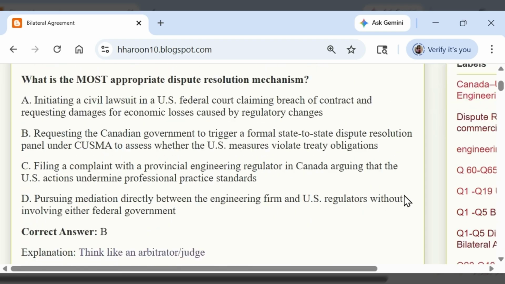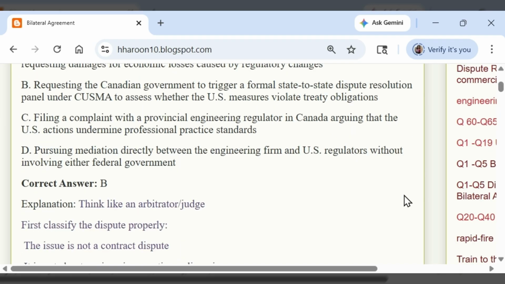A. Initiating a civil lawsuit in a U.S. federal court claiming breach of contract and requesting damages for economic losses caused by regulatory changes. B. Requesting the Canadian government to trigger a formal state-to-state dispute resolution panel under CUSMA to assess whether the U.S. measures violate treaty obligations.